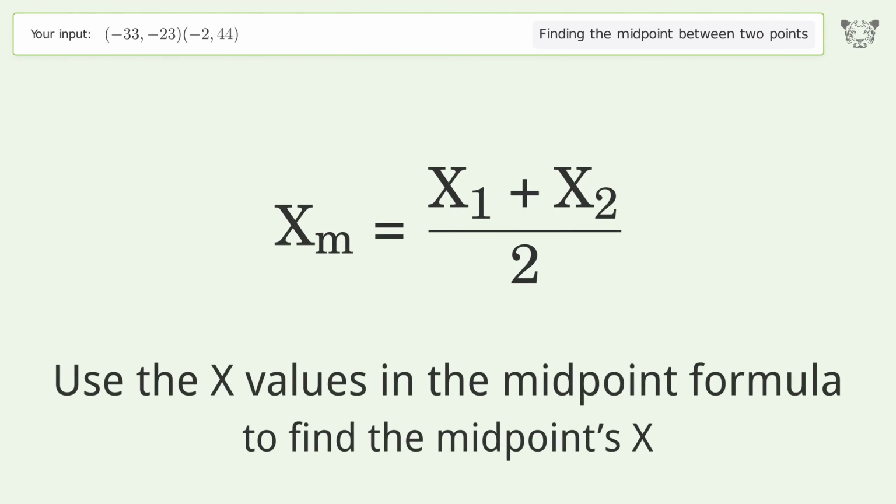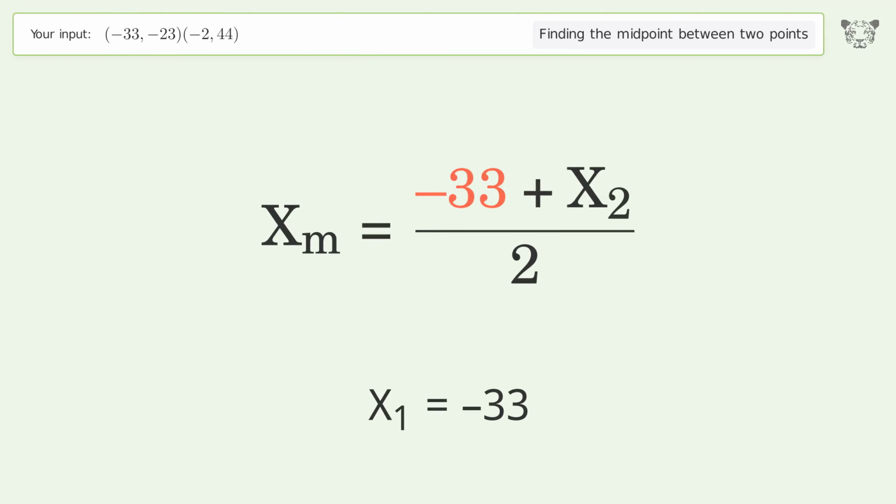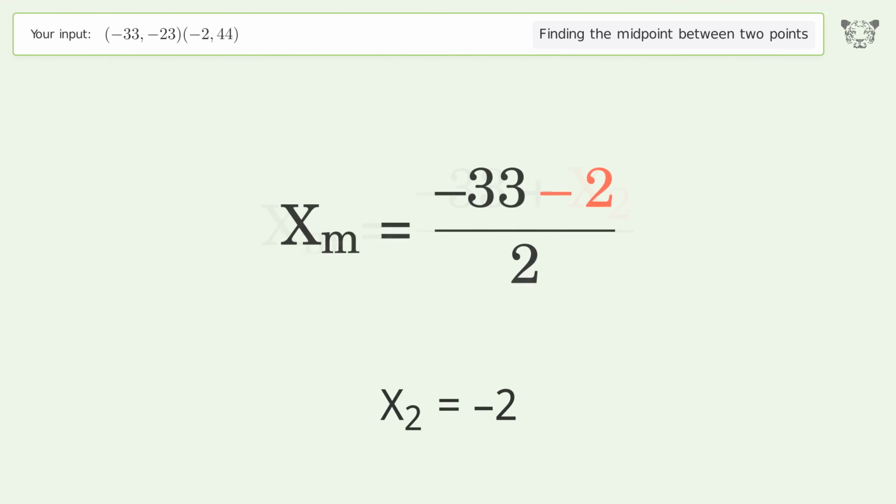Use the x values in the midpoint formula to find the midpoint's x. x1 equals negative 33. x2 equals negative 2. Simplify the arithmetic.